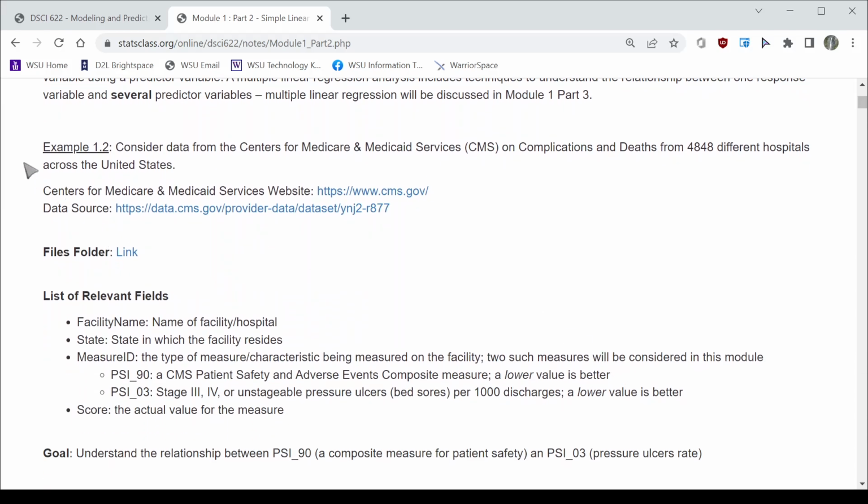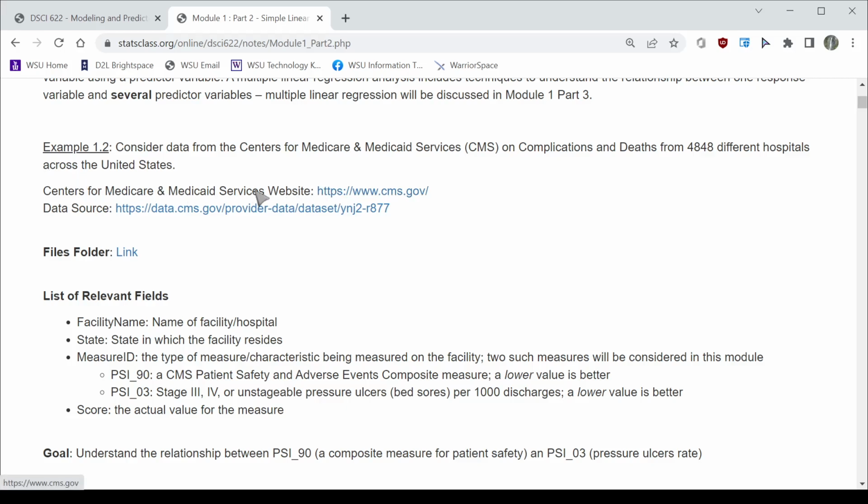Okay, let's consider our example here for this module. We're going to be looking at data from the Centers for Medicare and Medicaid Services on complications and deaths from nearly 4,850 different hospitals across the United States.